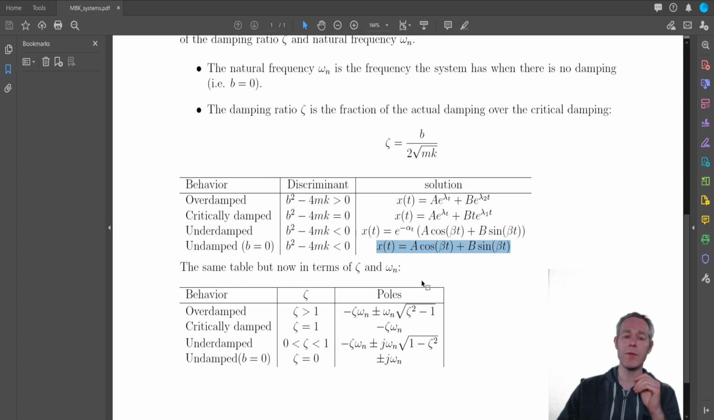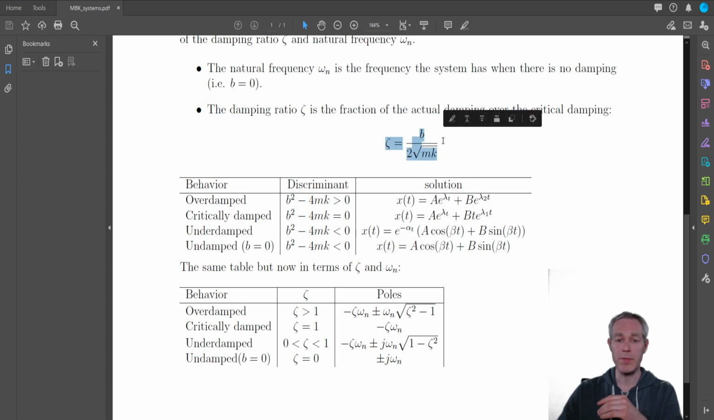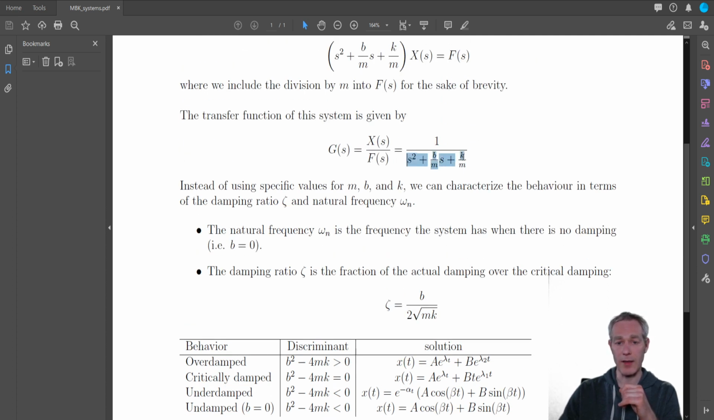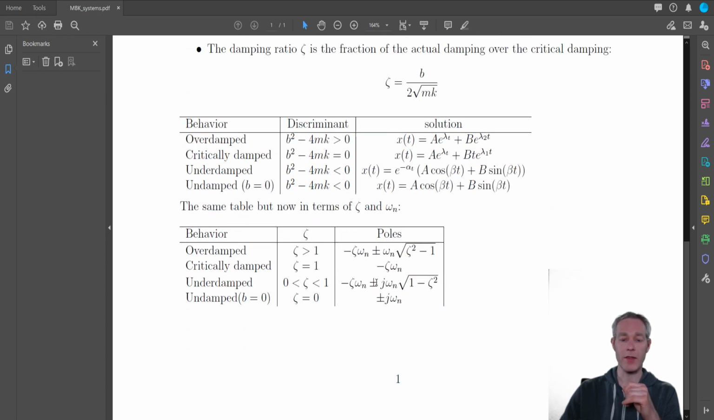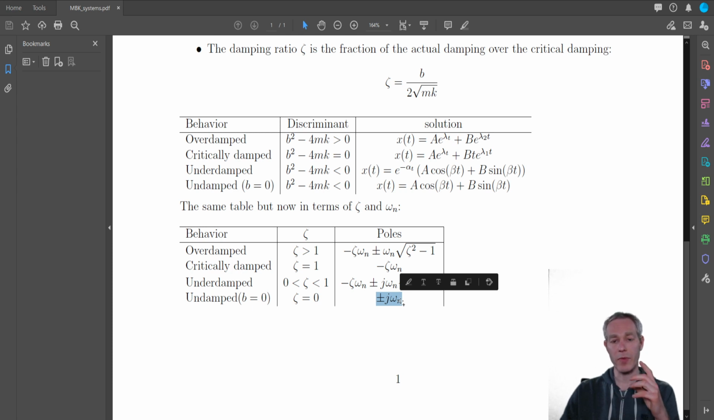Now if we look at the same table in terms of zeta and omega n, we see that instead of the discriminant we have ranges for zeta. So overdamped where zeta is larger than 1, critically damped where it is equal to 1, underdamped between 0 and 1, and undamped for zeta is 0. And that makes sense, because if b is 0, zeta is 0 as well. And we see the roots of our second order polynomial here in the denominator. There will be purely imaginary roots where we know that this will yield harmonic behavior, so oscillations that just stay constant.